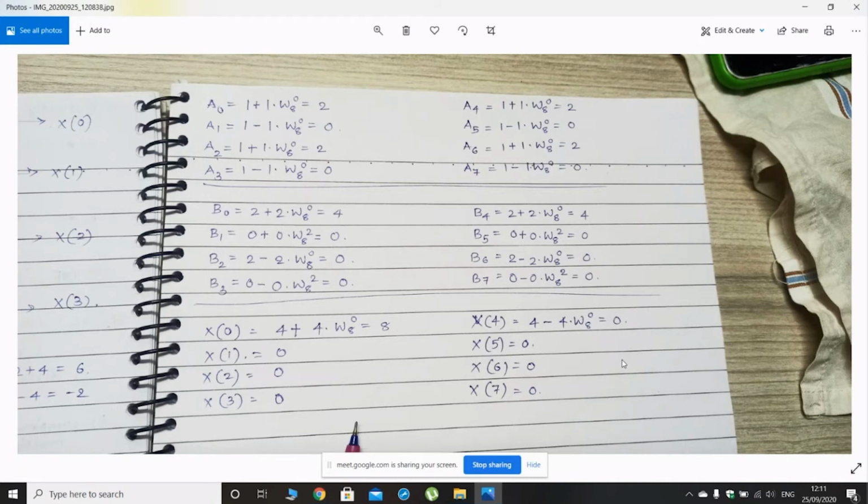Vatsal, please, have you used the same technique or have you tried another method? Same technique, sir. Same way you have solved? Yes. Okay. So now please stop sharing. Let me continue with the next example.